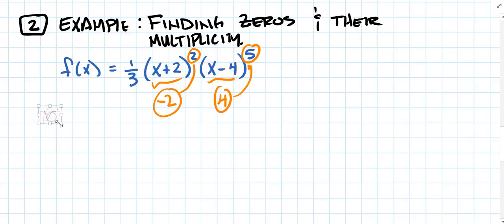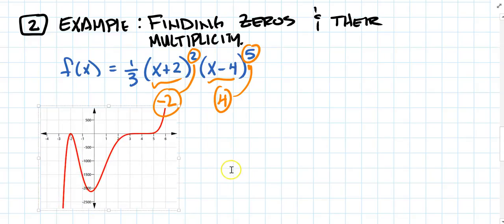Here's the picture of this graph that I have graphed for you. At negative 2, you can see that because I have an even multiplicity, the graph is turning around. And at positive 4, because I have an odd multiplicity, the graph is passing through. Because 5 is a pretty large number, it's pretty flat around the 4, but it still does pass through. When I'm talking about the zeros, I'm talking about where the graph is going to cross or touch the x-axis, and the multiplicity lets me know whether it's going to pass through that particular zero or turn around at it.